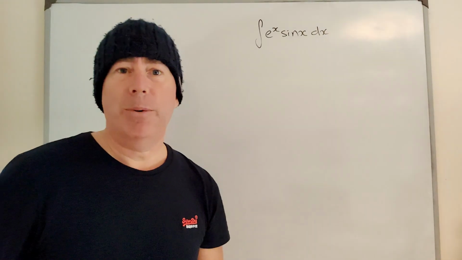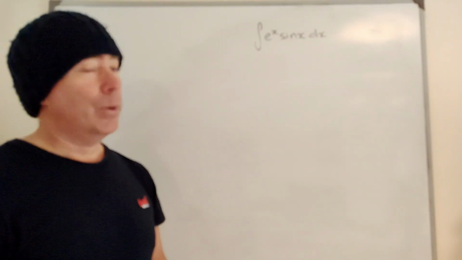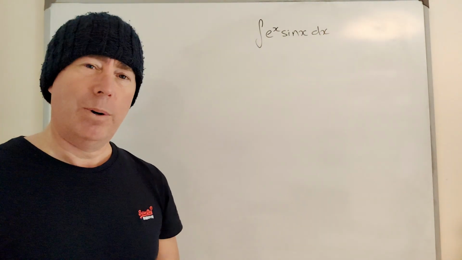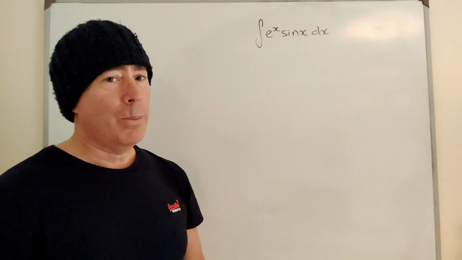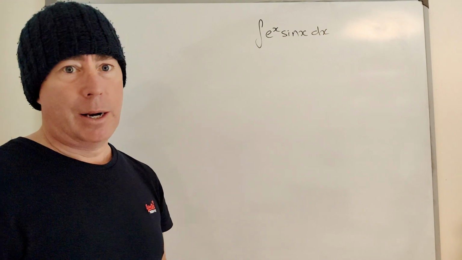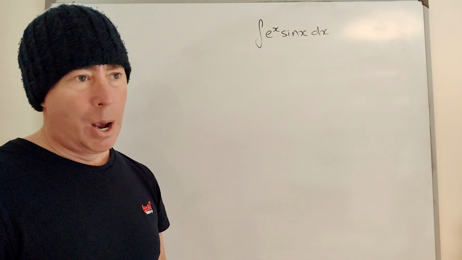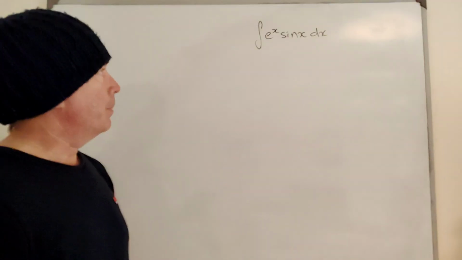So hi there. I'm looking to integrate a slightly awkward function, which is a product of an exponential and a trig function, so e to the x sine x. Now the problem with this is integrating by parts. Both e to the x and sine x are what are called cyclical functions. So when you integrate or differentiate, they go round and round.